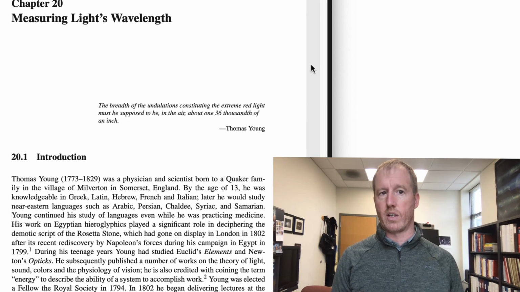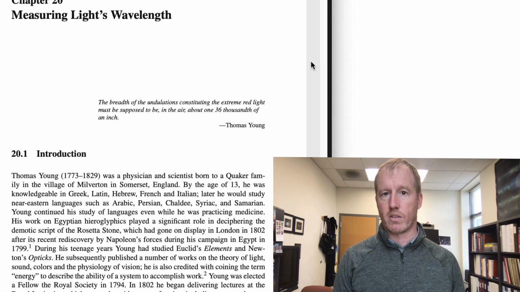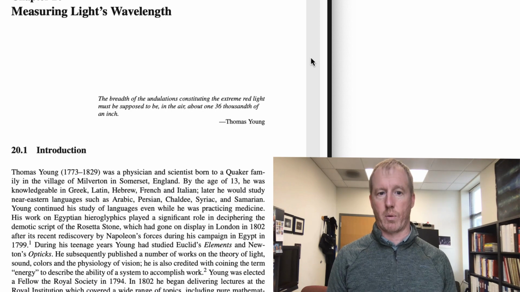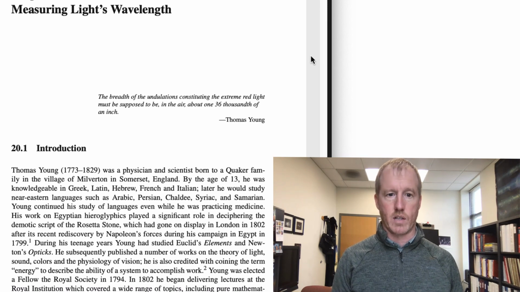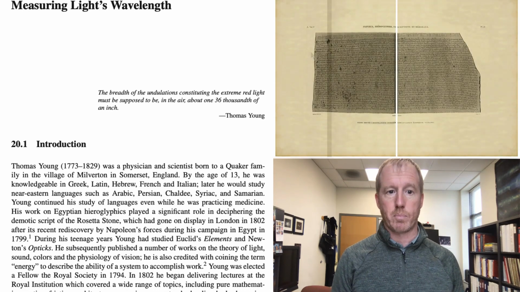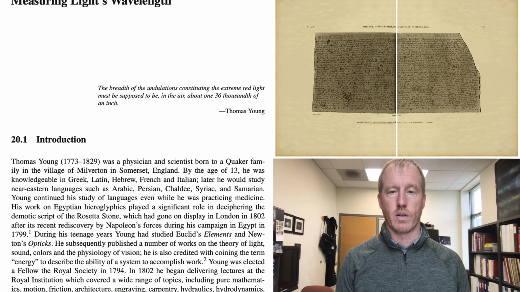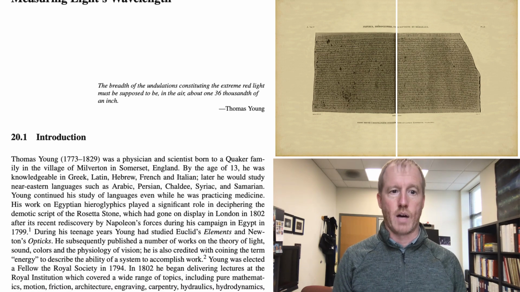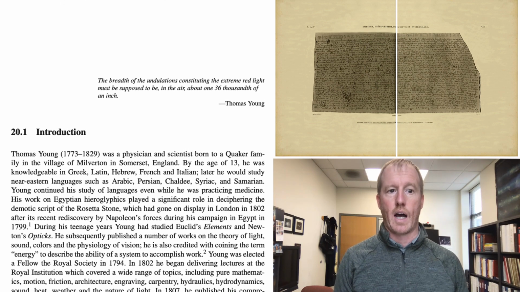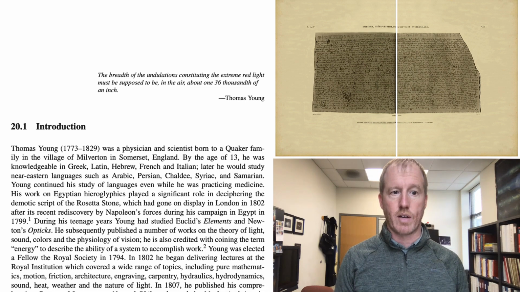I think this is one of the fascinating things about some of these older scientists. Many of them started out not studying mathematics and science right away. They started out by studying languages, and the kind of discipline that requires was good preparation for their scientific work. His work on Egyptian hieroglyphics played a significant role in the deciphering of the Demotic script, one of the types of characters used on the Rosetta Stone, which had gone on display in London in 1802 after its recent rediscovery by Napoleon's forces during his campaign in Egypt in 1799.